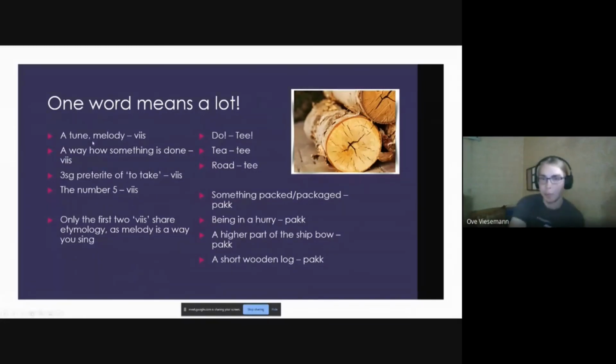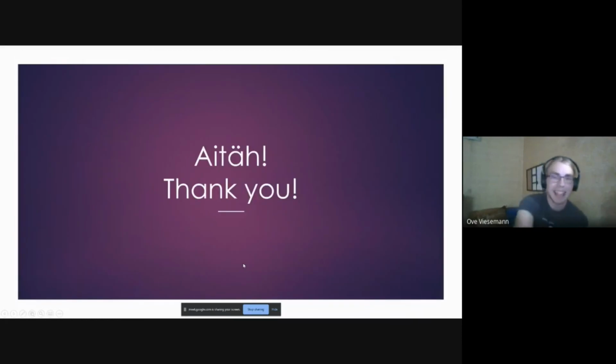Then do, te, ti, te, road, te. Something packed, packaged, buck. Being in hurry, buck. A higher part of the ship, bow, buck. A short wooden log, buck. These three are declined as if they were the same, and this is declined separately. Buck, paki, paki, but this is declined as buck, paku, paku. And they all have different etymology. And that's it.